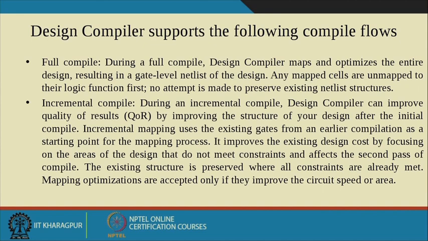In the incremental compiling mode, suppose one block is already meeting all its constraints. It will take those library cells and try to implement them in an optimized way for redesigning, or recompiling, the other design too. So this is incremental compiling mode.